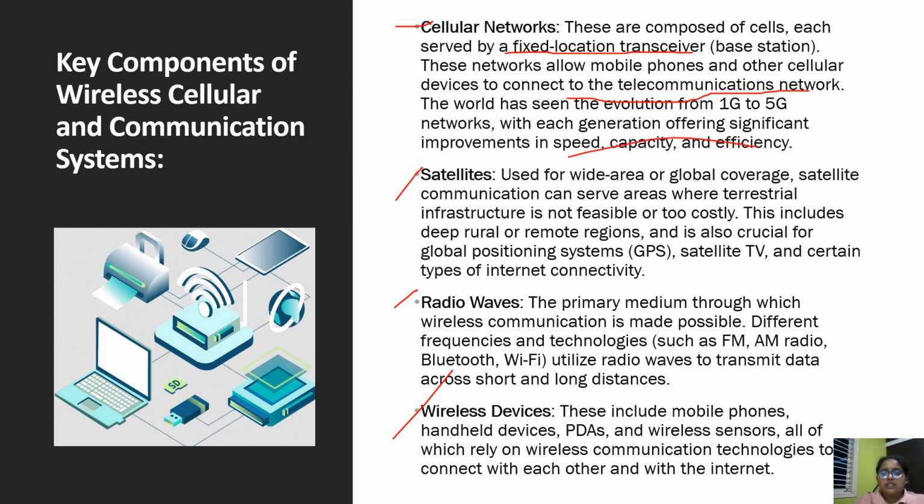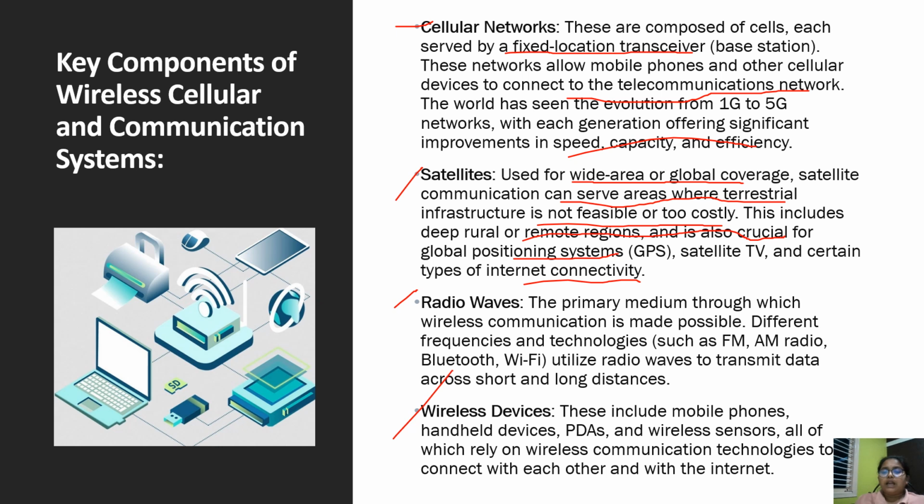Next are the satellites. Used for wide area or global coverage, satellite communication can serve areas where terrestrial infrastructure is not feasible or too costly. This includes deep rural or remote regions, and it is also crucial for the global positioning system, which is GPS. Satellite is a very main key component for wireless communication, which also plays a very important role in satellite TV and certain types of internet connectivity.